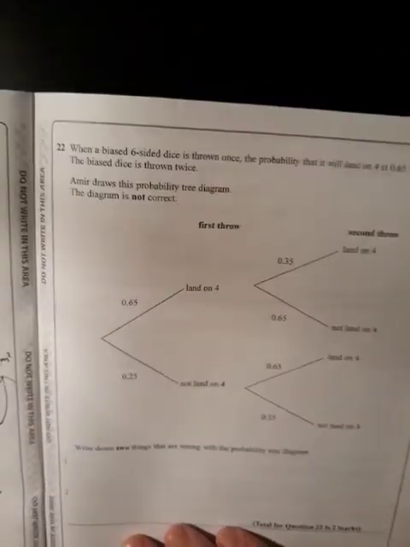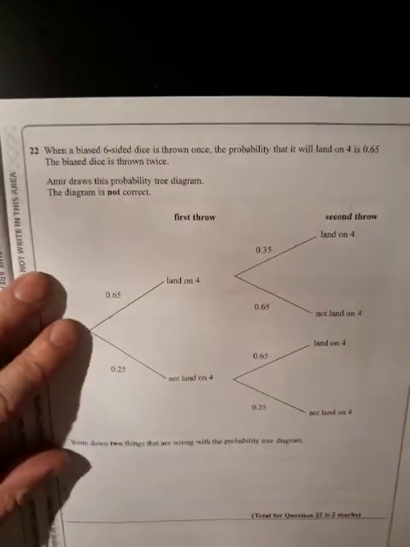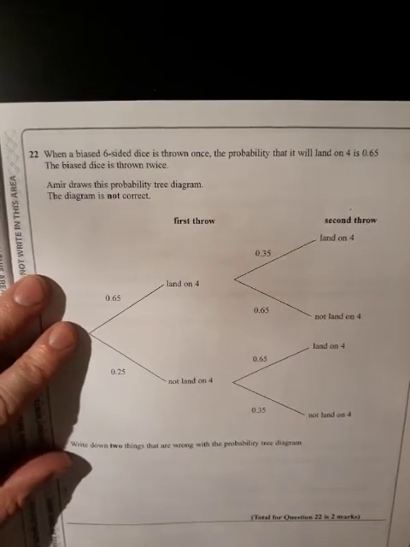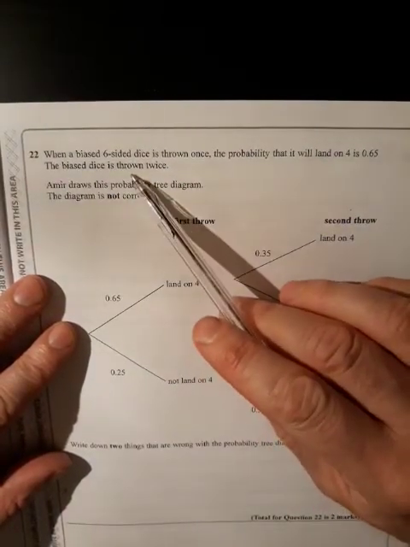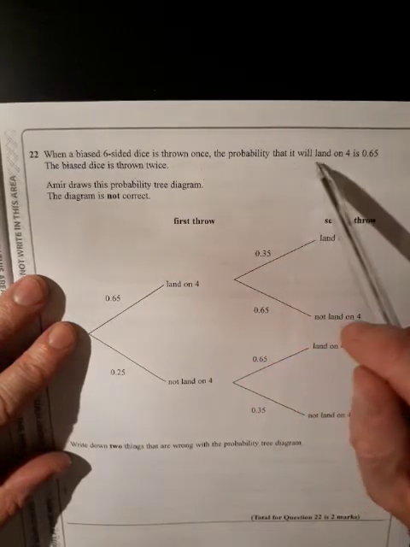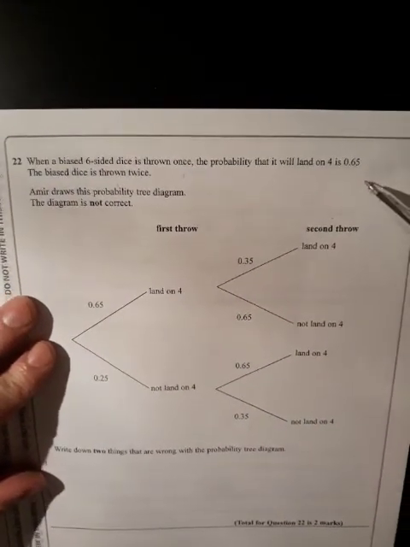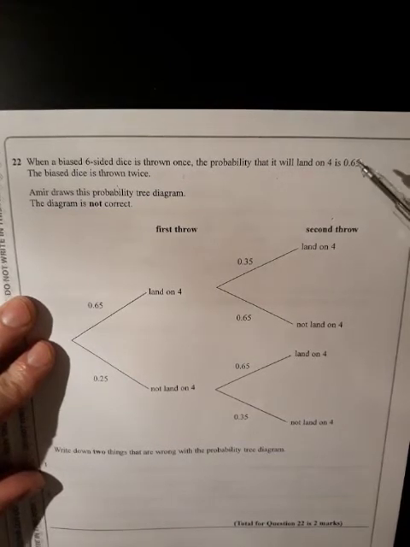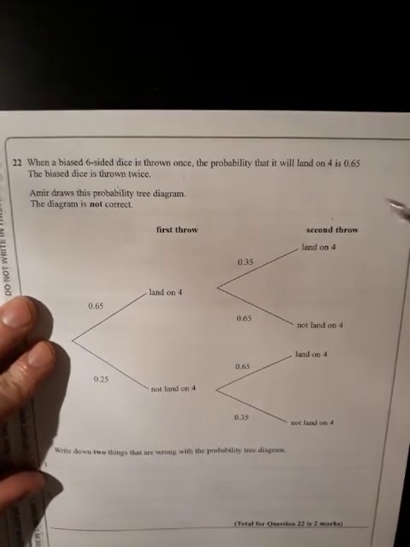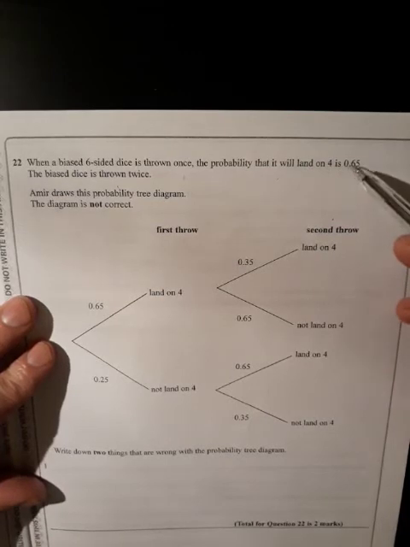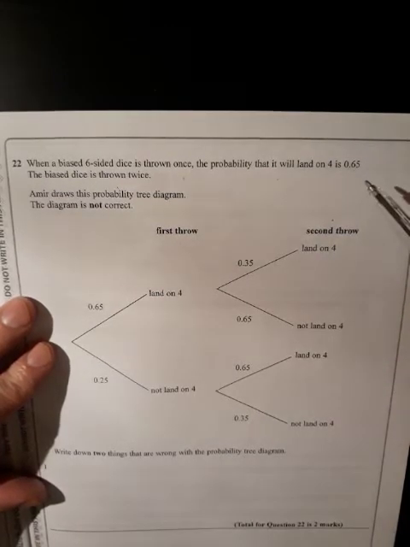Question 22 is a probability question on tree diagrams. When a biased six-sided dice is thrown once, the probability it lands on a 4 will be 0.65. Well, it's biased because normally the probability of it landing on any number would be a 1 out of 6 chance, which is about 0.16. Okay, so that's why it's biased. We've got more chance of landing on a 4.